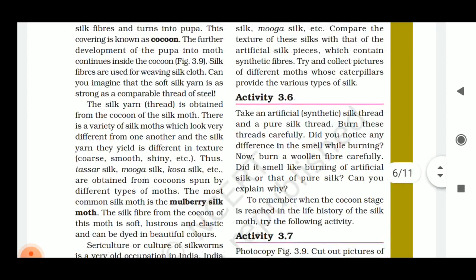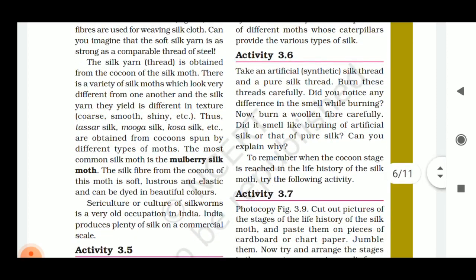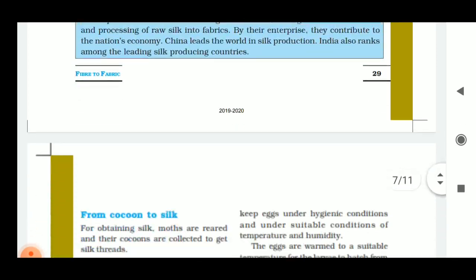The most common silk moth is the mulberry silk moth. The silk fiber from the cocoon of this moth is very soft, very lustrous, and elastic, and it can be dyed in various beautiful colors. Sericulture, or culture of silkworms, is a very old occupation in India. It has been carried out for many ages. India produces plenty of silk on a commercial scale.